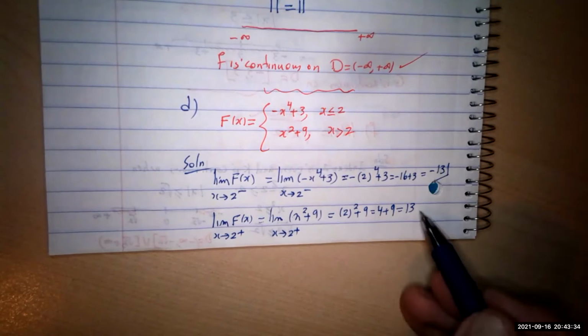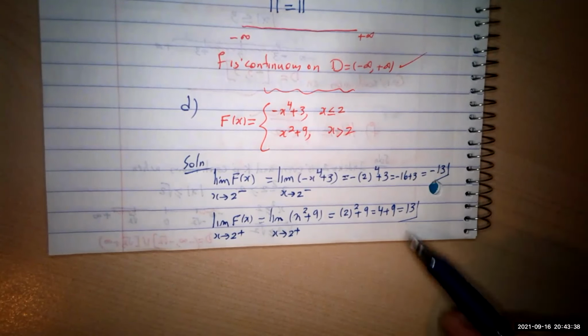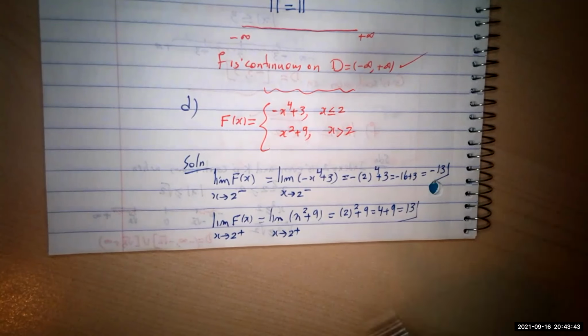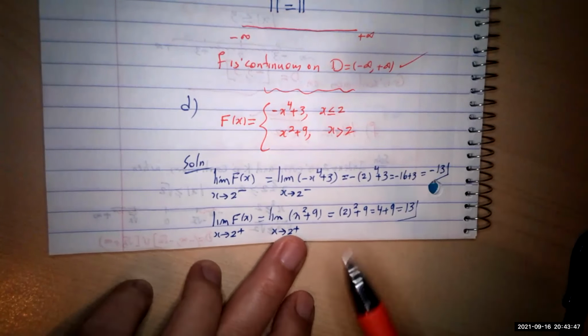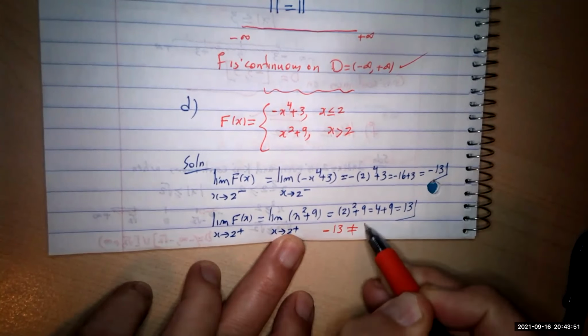They are different. This is a negative 13, and this is a positive 13. Some people miss a sign somewhere here, and they arrive at 13 and 13, which is not correct. Okay, so what's going to be the conclusion? Negative 13 is not equal to 13.